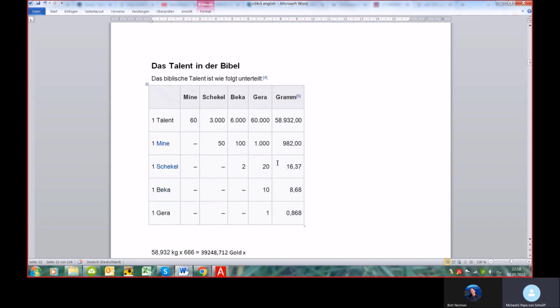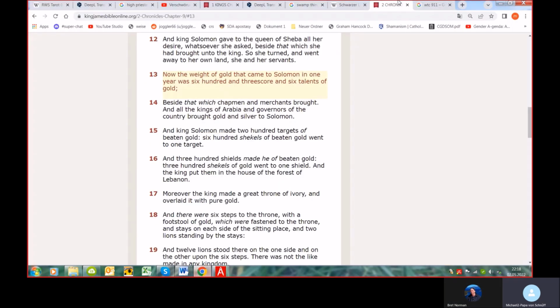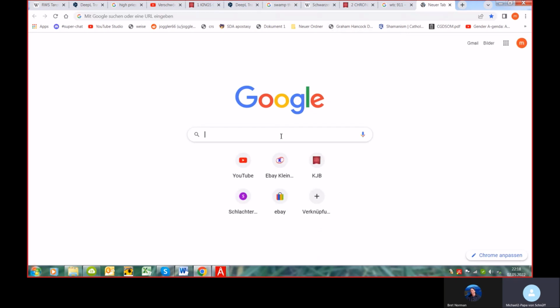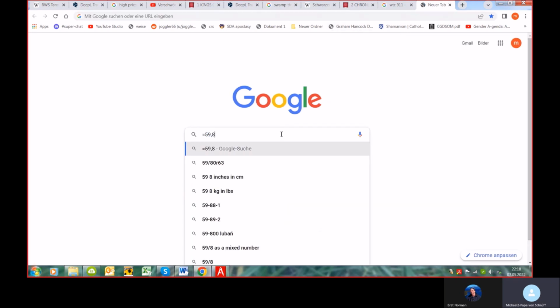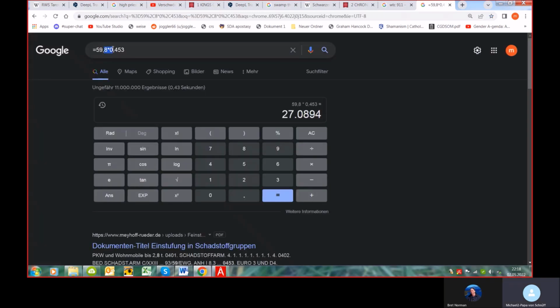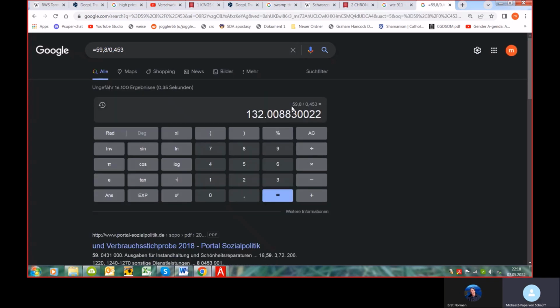The talent in the Bible is a weight. It is not a value in itself, it's just a weight. And the talent is 58.9 kilograms. Don't ask me, please, how many pounds that is. It is about 120 pounds. American pounds? Divided by two, so 130 American pounds of gold is one talent.